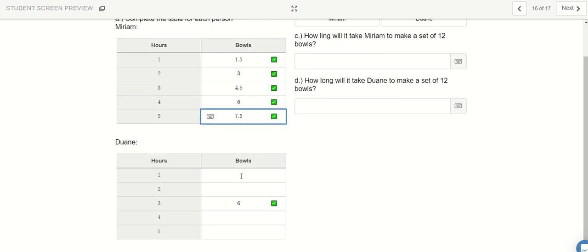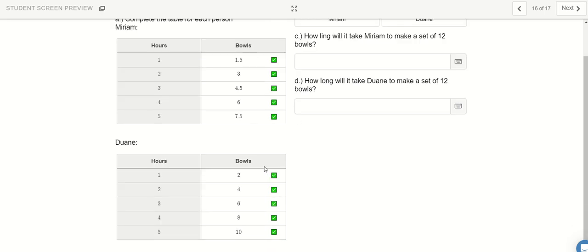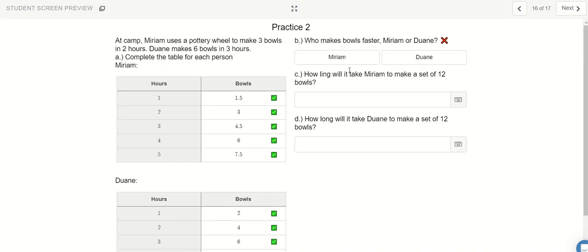If I cut this into thirds, divided by 3, it looks like it takes 2 bowls. Dwayne can make 2 bowls in an hour. If I double that, 4 bowls in an hour. Triple that, 6 bowls in 3 hours. And if I keep following the pattern, we get this. So who makes bowls faster? Turns out Dwayne makes them faster. Miriam can only do 1.5 bowls an hour, but Dwayne can do 2 bowls in that same hour. So Dwayne's a little bit quicker.